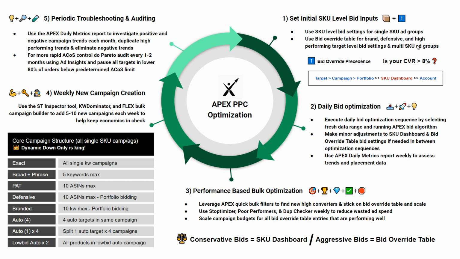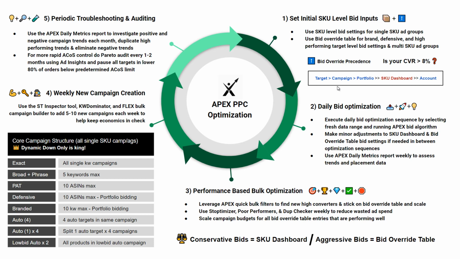We do recommend all single-SKU campaign ad groups if you can help yourself, with the exception of the low bid auto, and we've seen that work well. You do want to get that campaign, specifically the low bid auto, on the bid override table so you can monitor that, because the SKU dashboard does not account for multi-SKU ad groups. That's one key point to understand. As far as exact, all single keyword campaigns. Broad and phrase, 5 keywords max per campaign. Product ASIN targeting, 10 ASINs max. Defensive, 10 ASINs max. Branded, 10 keywords max. We talked about the defensive and branded being portfolio-based bidding. We can talk about that in the next video.